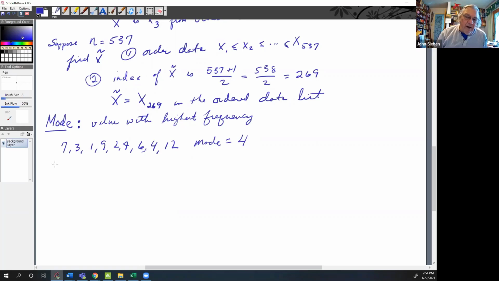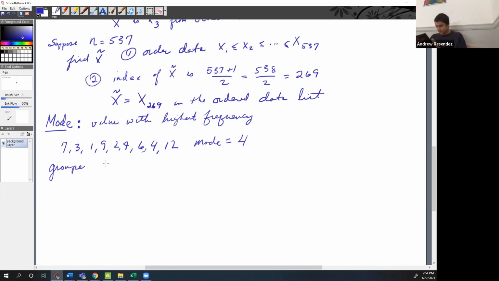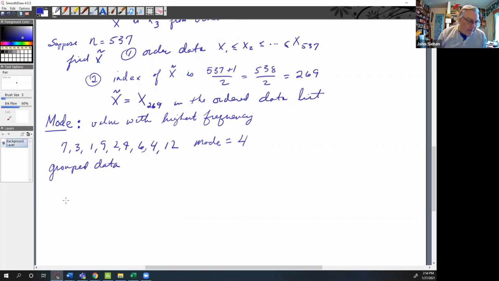If we're using large data sets, we're probably going to be looking at, and this is a review from last week, grouping our data. So I made up a real quick example.